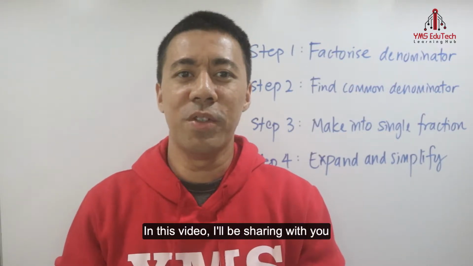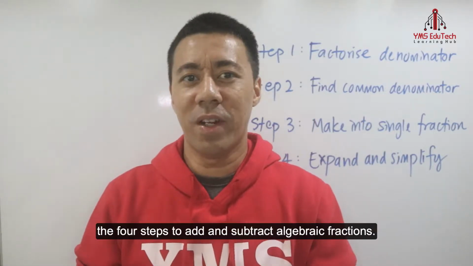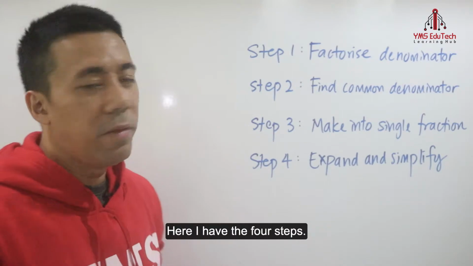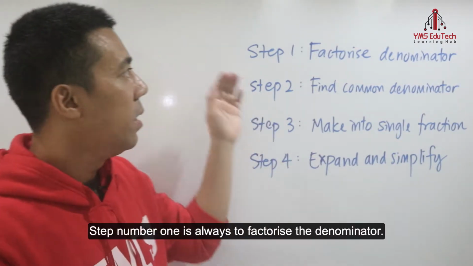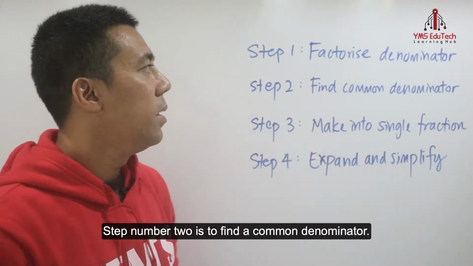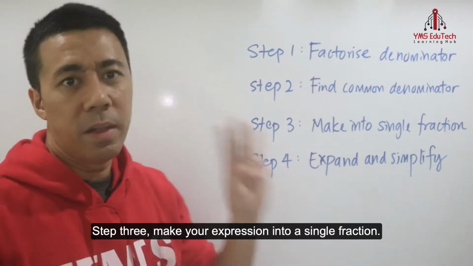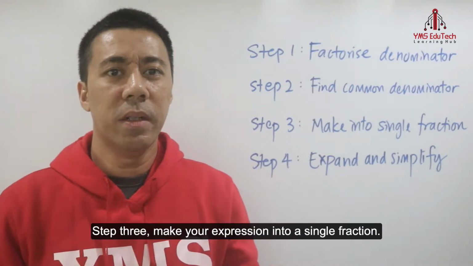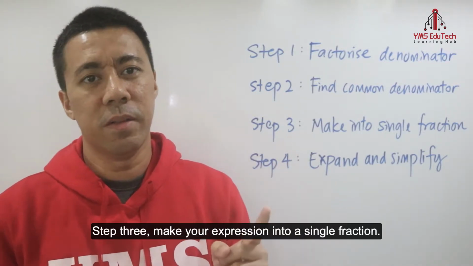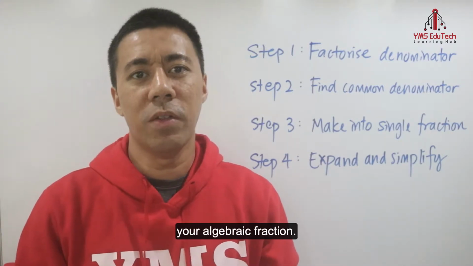In this video, I'll be sharing with you the 4 steps to add and subtract algebraic fractions. Let's check it out. Here I have the 4 steps. Step number 1 is always to factorize the denominator. Step number 2 is to find a common denominator. Step 3, make your expression into a single fraction. And step 4 is to expand and simplify your algebraic fraction.